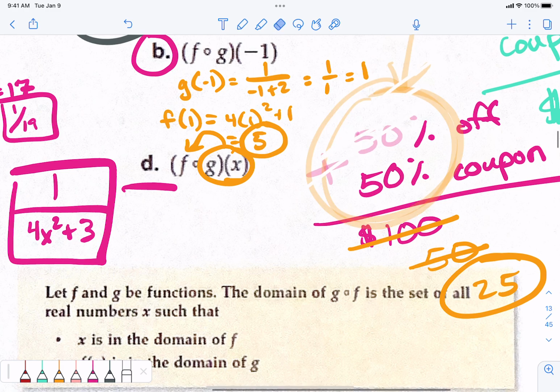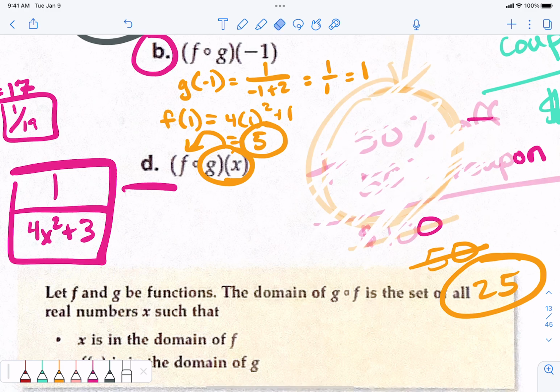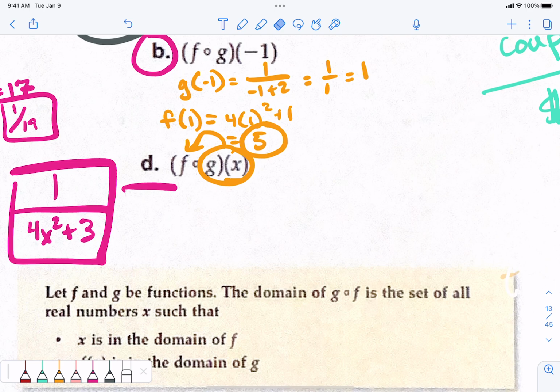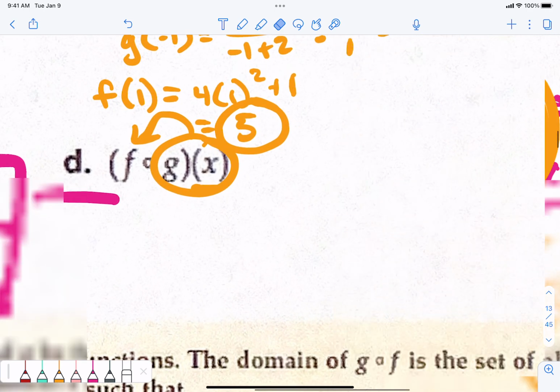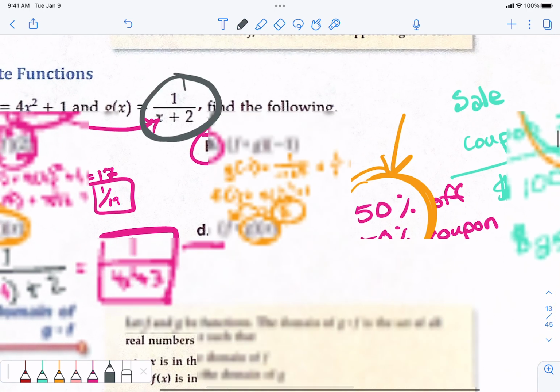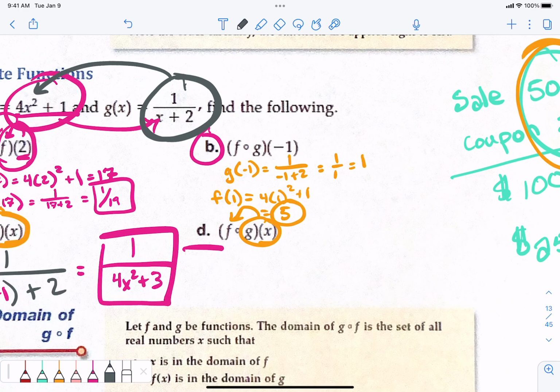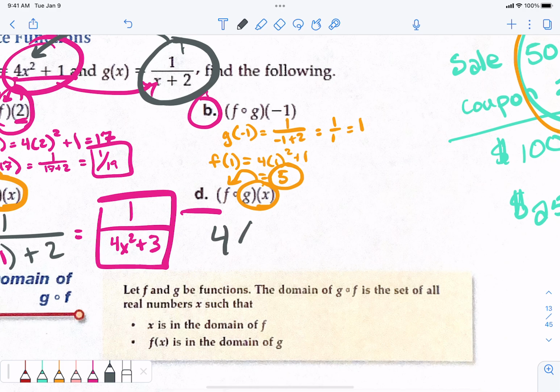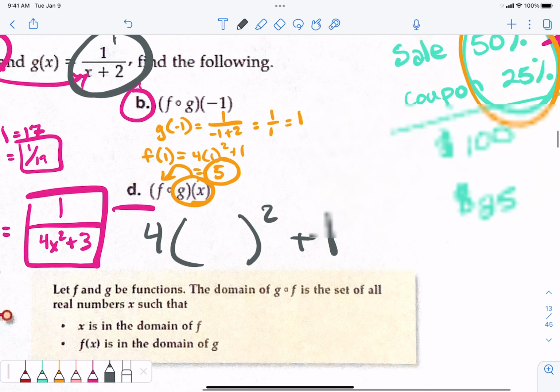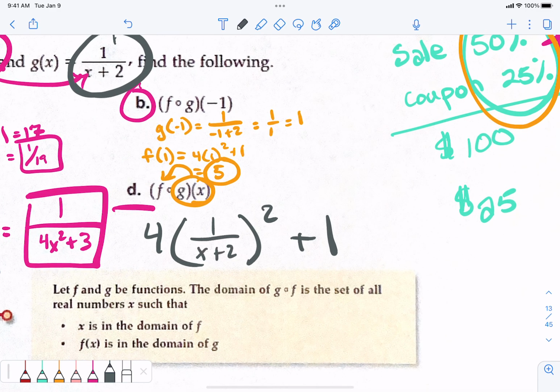Now the other way around is not going to look the same. The other way around would be if I were to plug G into the F function, right? So I'm taking the G function, which is this guy, and I'm plugging him into the F function, which is really icky. I don't like this. So I start with 4x squared plus 1. That's the F function. But in place of that x, I'm going to put 1 over x plus 2, and that's going to go in that spot.